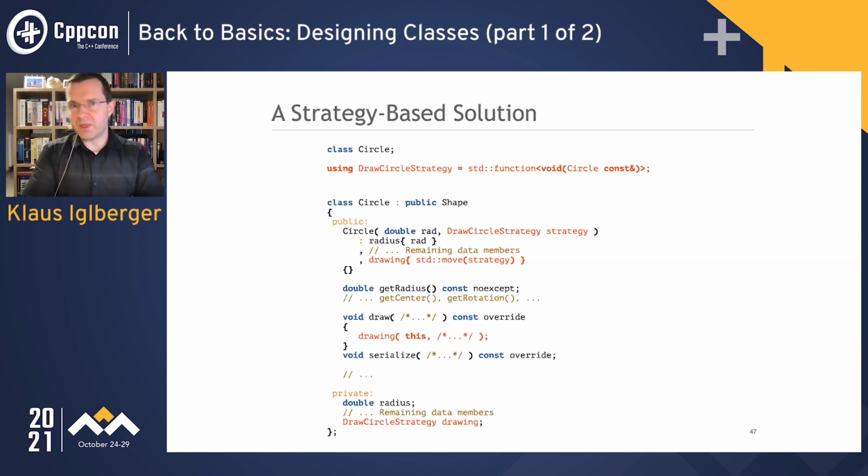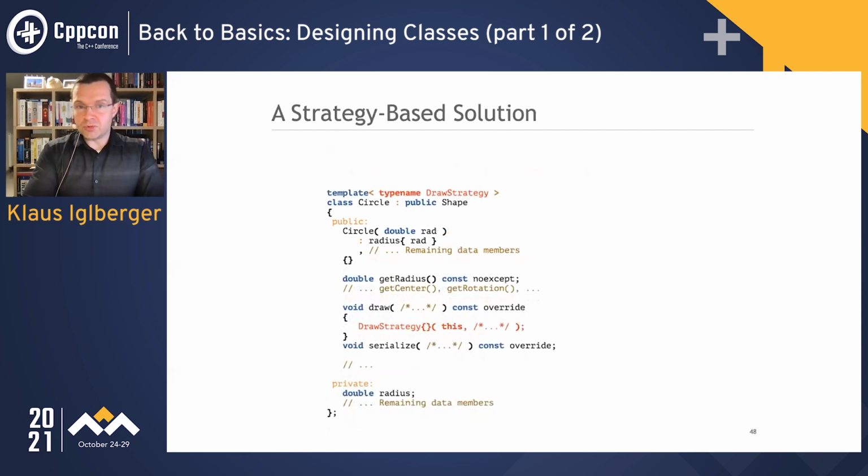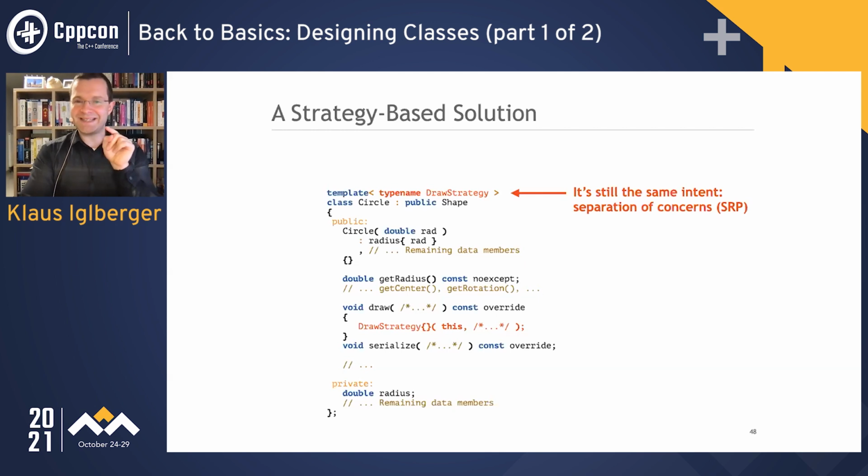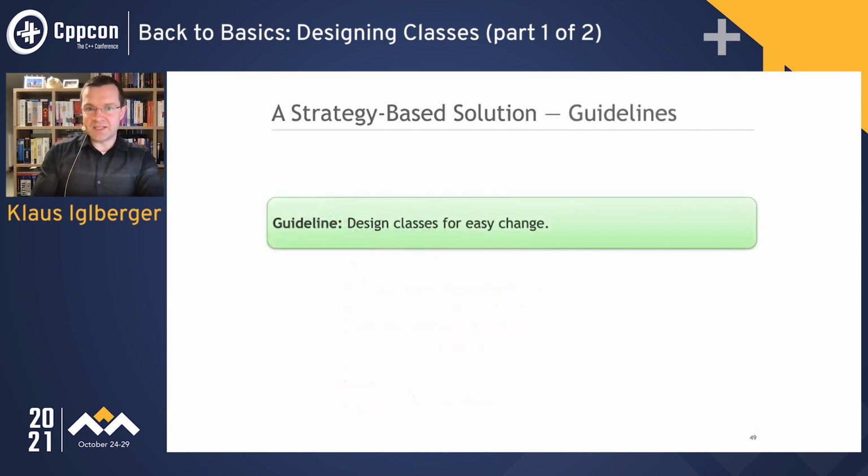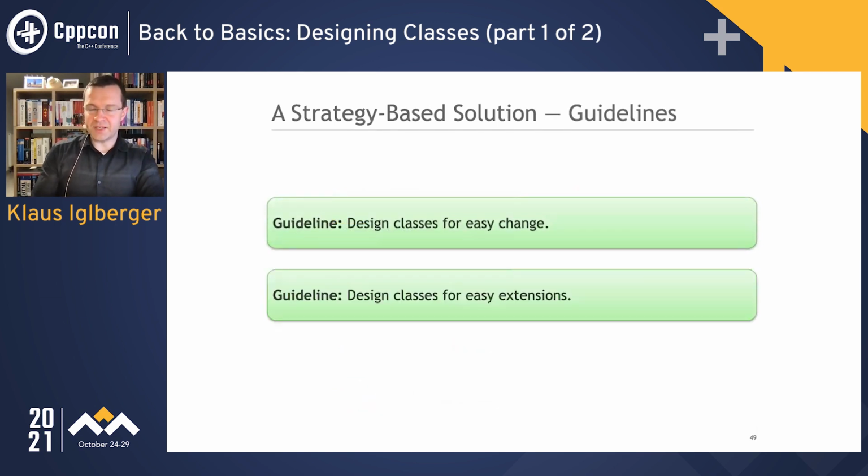We extract the thing that changes. And of course, you could also argue that much nicer would be to do this by means of a template argument. So a circle at compile time is given a draw strategy and uses that whenever it needs to draw itself. Absolutely okay too. Yet again, it's still the same intent. We separate concerns, we extract the thing that changes from the class. It's still SRP, despite a different implementation. By the way, Andrei Alexandrescu called this policy-based design in 2001. It's still the basic strategy design pattern. It's exactly the same. So design classes for easy change and design classes for easy extensions.